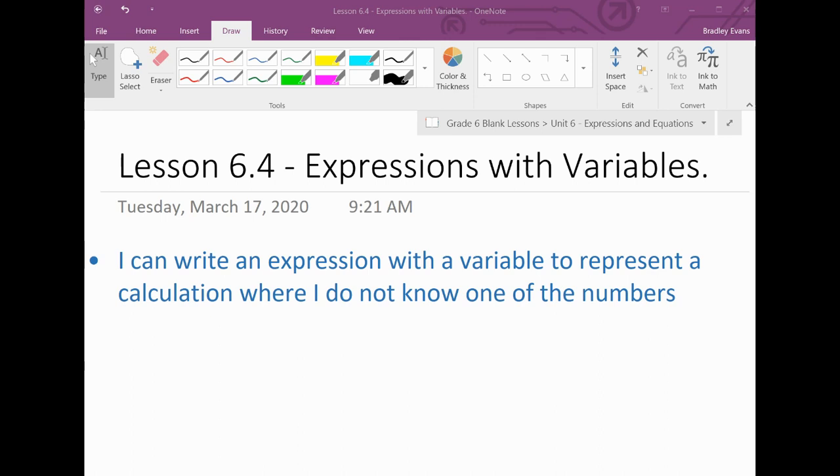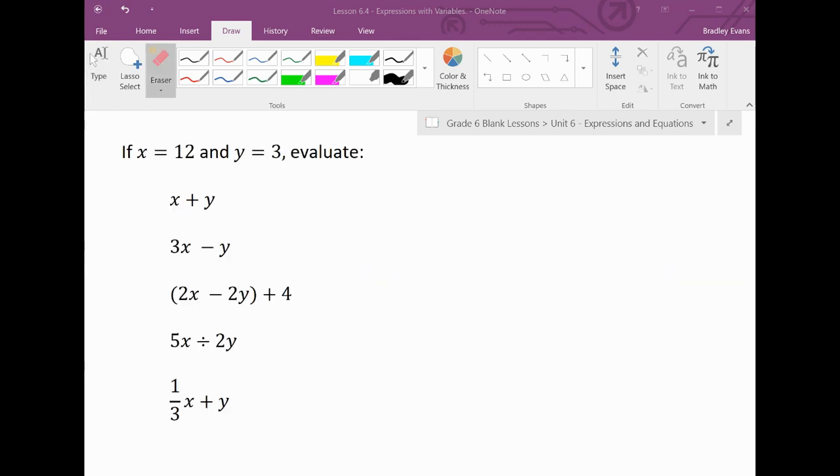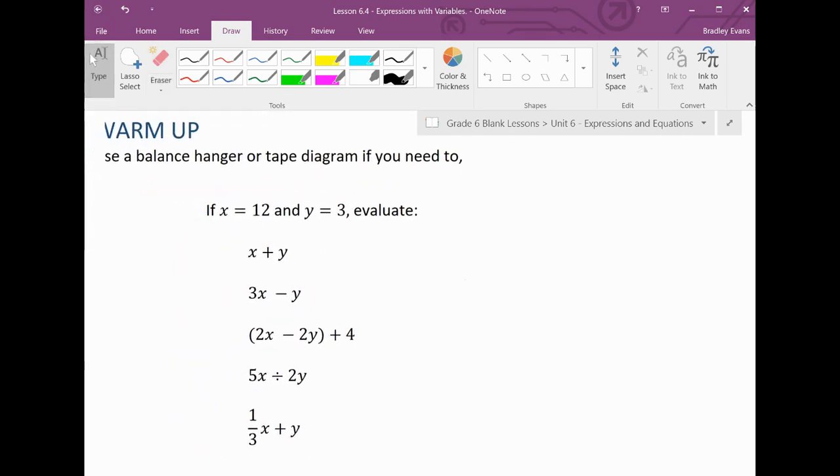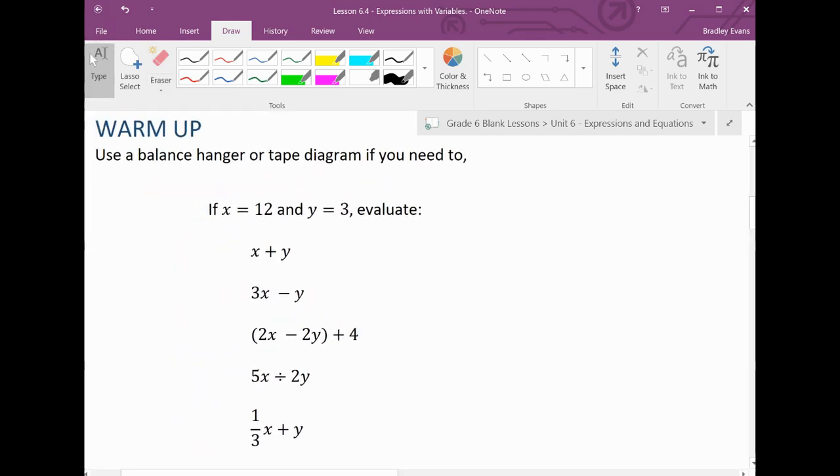And you'll be successful today if you can write an expression with a variable, which represents a calculation where something is unknown, where you don't know one of the numbers. So your warm-up activity is some solution finding. You can use a balance hanger or a tape diagram if you need to, but it's not necessary. It says, if x equals 12 and y equals 3, then evaluate these expressions.